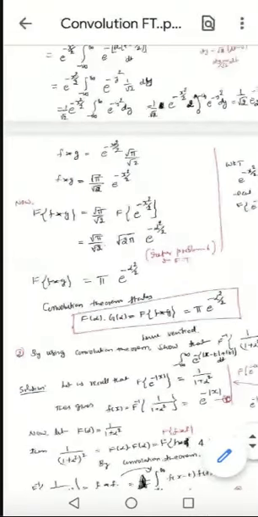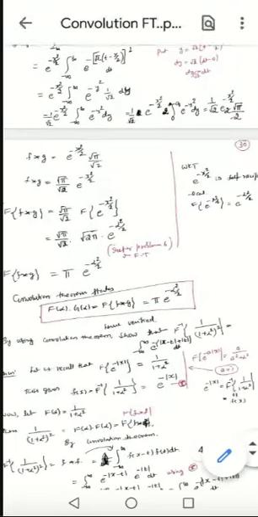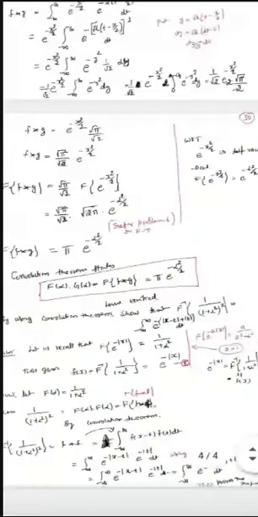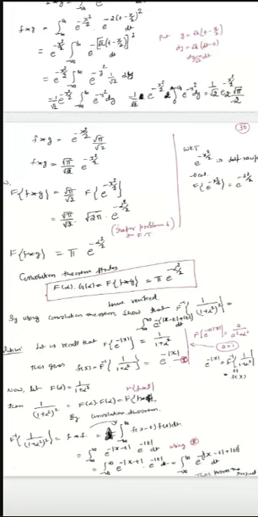By using the convolution theorem, show that F inverse of 1 by (1 plus alpha square) whole square is equal to the integral from minus infinity to plus infinity of e power minus of (mod of x minus t plus mod of t) dt. By using the convolution theorem, we have to show it.